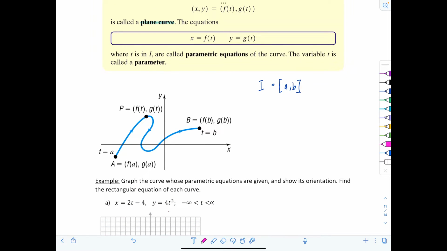You get your first ordered pair xy by figuring out what f of a and g of a are. And then the last value that you're going to plug in for t is b. And then you get another ordered pair, f of b, g of b. And these are all the values that x and y take on along the way. Notice there's a direction of motion which we indicate with these little arrows along the curve.